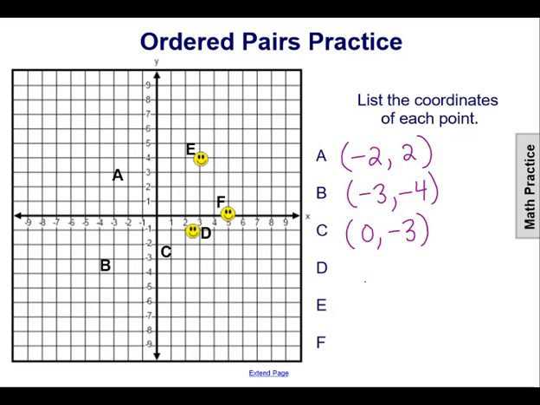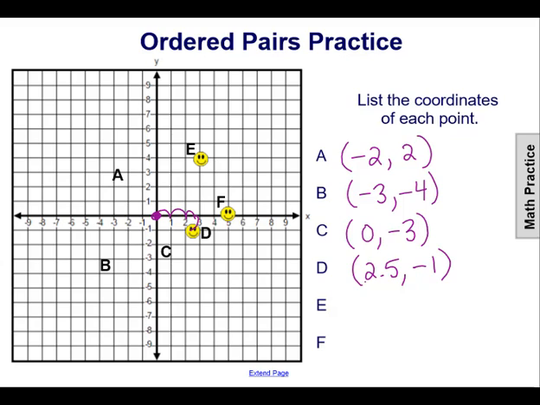Let's now find the coordinates of point D. D is to the right and down from the origin. In fact, it is 1, 2.5 units to the right. So the first number will be 2.5 for D, for the x value. And then it is 1 unit down, so the second number, the y value, will be -1. So the coordinates for D are 2.5, -1.